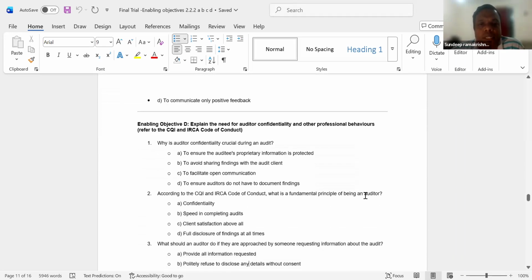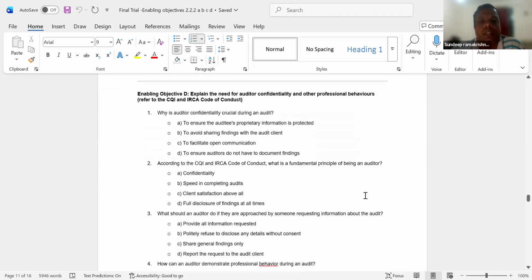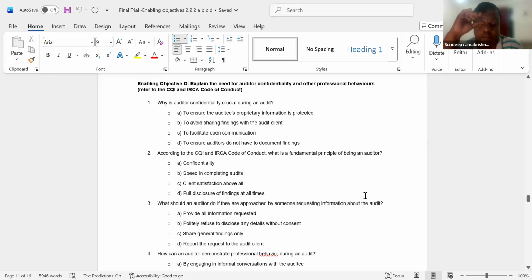Okay, next part. Srikanth, can you do 1 to 10? Okay, sir. Why is auditor confidentiality crucial during an audit? To ensure proprietary information is protected, to avoid sharing findings with the audit client, to facilitate open communication, to ensure auditors do not have to document findings.